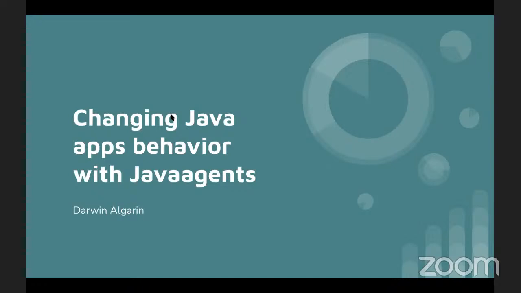The target audience are developers interested in Java agents and reverse engineering. And I want to introduce our speaker today. It's Darwin Algarin, our colleague from DataArt. Darwin has 7 years of experience in technologies related with Java. And the topic of our IT talk today is changing application behavior with agents.